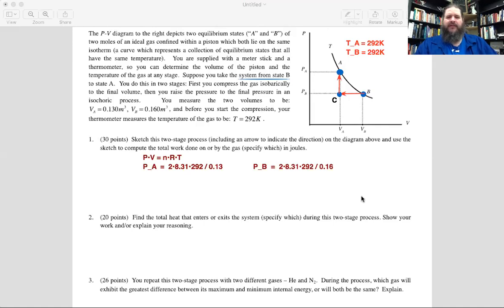So we can just do this calculation twice. We've got 2 times 8.31 times 292 divided by 0.13. And same thing with 0.16. And looks like we've got pressure A is about 37,331 pascals. And pressure B is about 30,331 pascals. So those will be the two pressures we care about. Any questions on that so far?